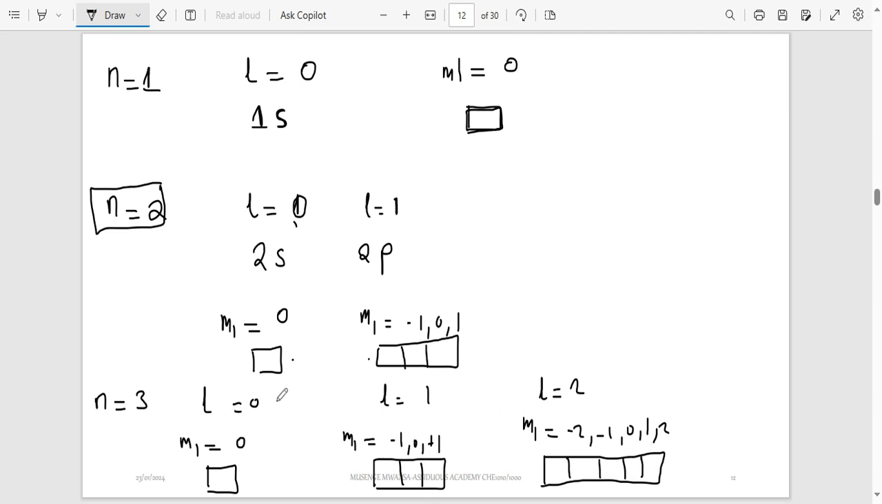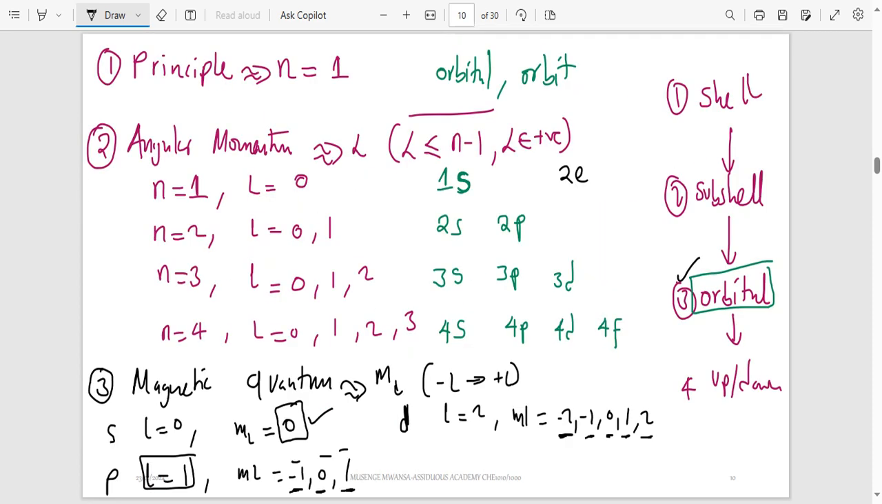Remember, when L is 0 it is s, so this is the 3s. When L is 1 it is p, so this is going to be 3p. When L is 2, that is d, so this is going to be 3d. So the meaning of this is that for the third energy level, how many orbitals in total does it have? 1 plus 3 is 4, plus 5. That is 9. That is why the third energy level can have 18 electrons, because each orbital can have 2 electrons. So these are the three quantum numbers.